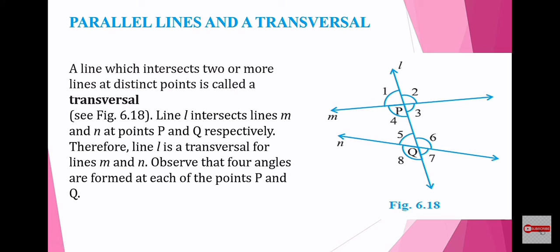Observe that 4 angles are formed at each point. 4 angles are formed at each of the points P and Q. At P, you have got 4 angles. Similarly, at Q also you have got 4 angles. So, I have named them as angle 1, angle 2, angle 3, angle 4. Similarly, angle 5, angle 6, angle 7, angle 8.